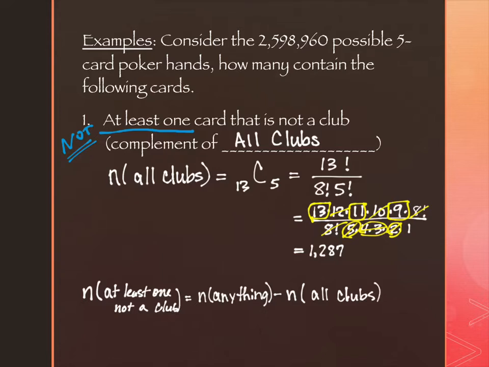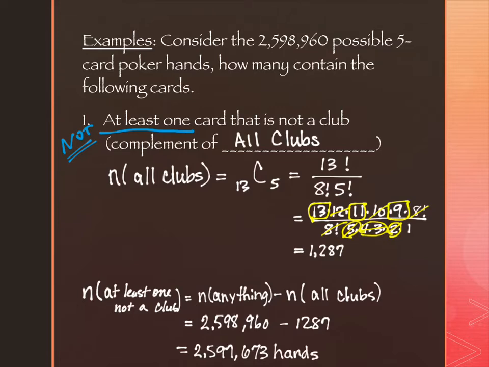Okay, so the number of ways I get anything on this problem was given to us, or if it weren't, we could have found it. 2,598,960. The ways I get all clubs was the 1,287. And if I subtract, what do I have? Hands or ways or something like that.